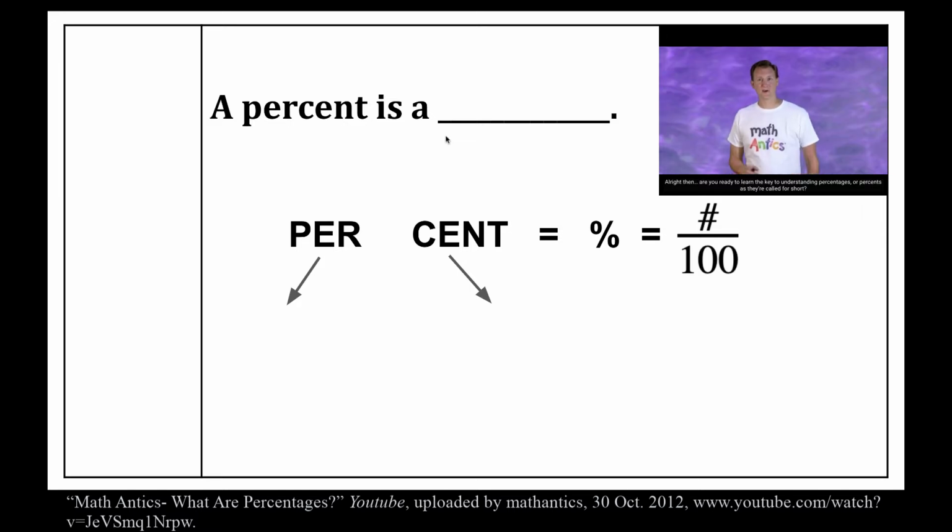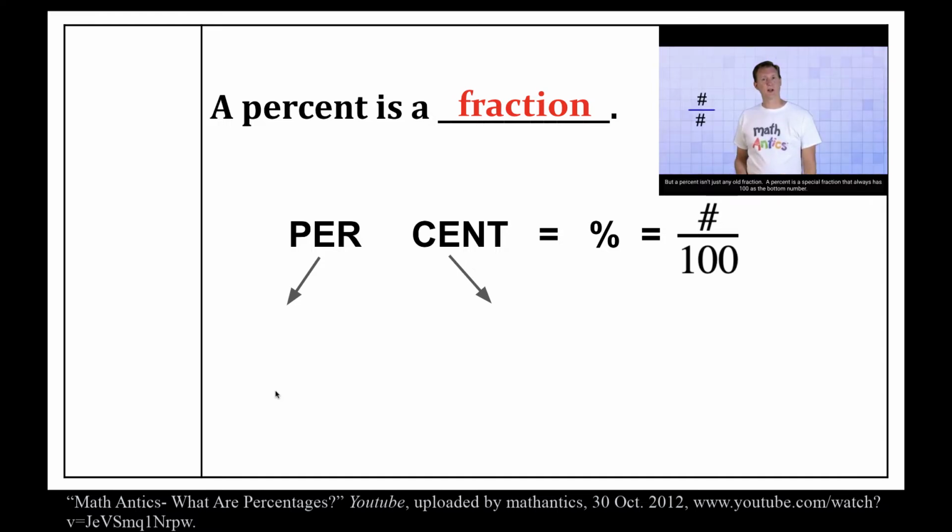All right then, are you ready to learn the key to understanding percentages, or percents as they're called for short? Drum roll, please. A percent is a fraction. What? That's right, a percent is a fraction. And since you already know all about fractions, learning about percents is gonna be easy. But a percent isn't just any old fraction. A percent is a special fraction that always has 100 as the bottom number. If it's a percent, then no matter what the top number is, the bottom number will be 100.